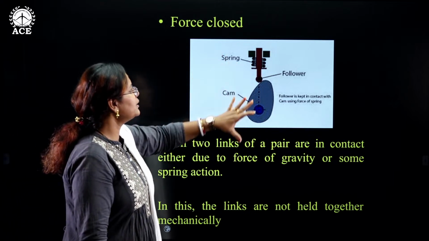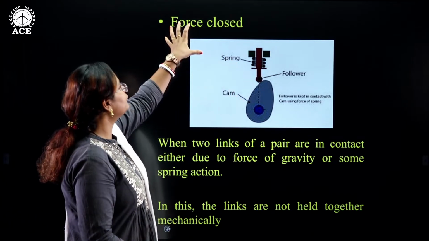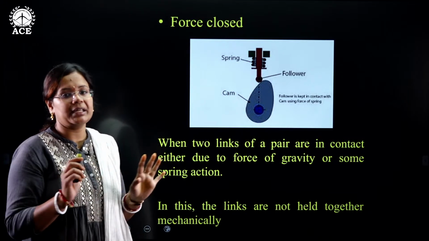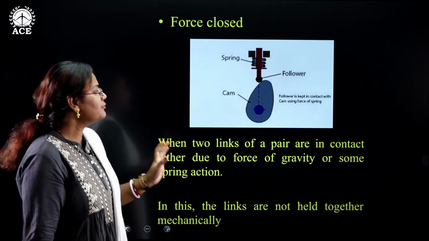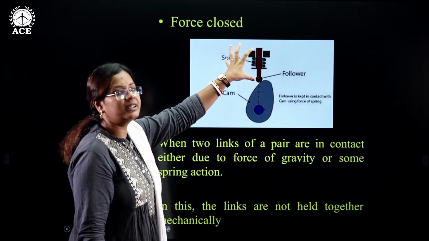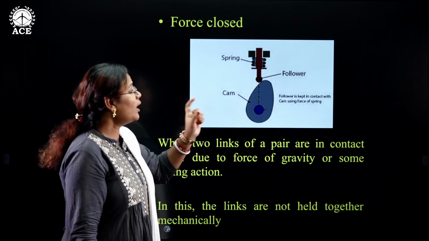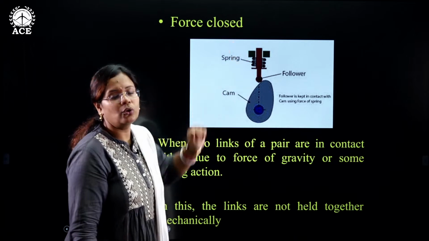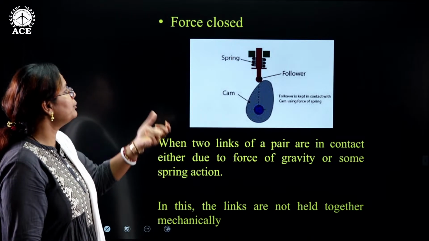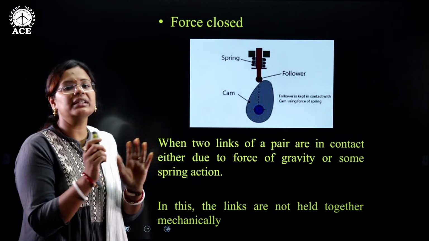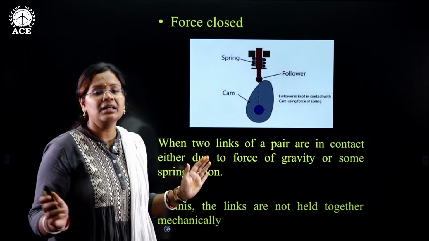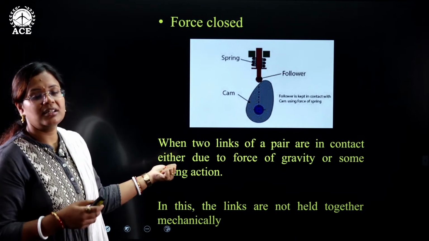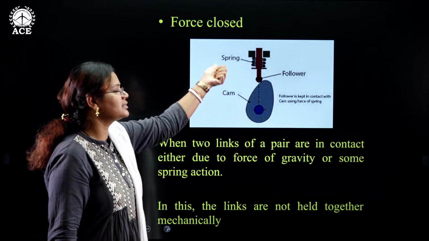This arrangement is helpful in giving an example of force close, where two of the links are not mechanically connected. With the help of the spring only, the follower is connected to the cam. What will happen if I remove the spring? The follower will not hold up. So this is one example of force close, where two of the links are not mechanically connected, but they are held together with the help of some other mechanical element. Here it is a spring.